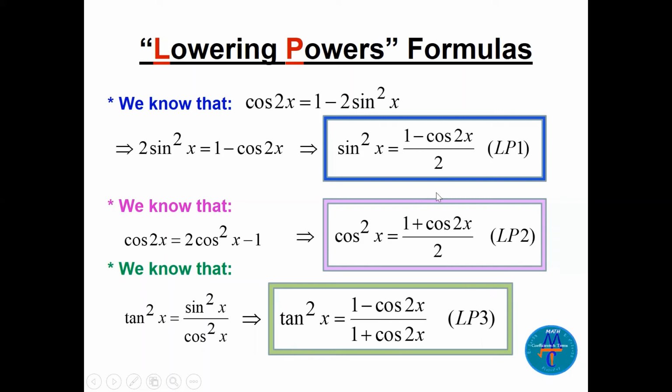Now LP3, just divide LP1 over LP2 because we know sine squared of x divided by cosine squared of x will give you tan squared of x. So tan squared of x will be 1 minus cosine 2x divided by 1 plus cosine 2x. This is LP3. So these are nice formulas. We will use them to derive half-angle formulas in lecture number 24, the one after this.